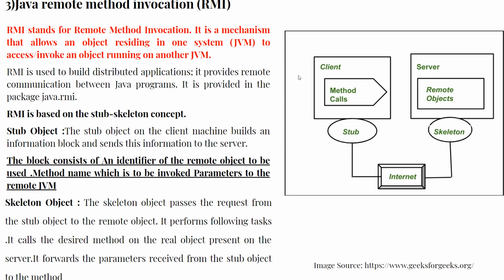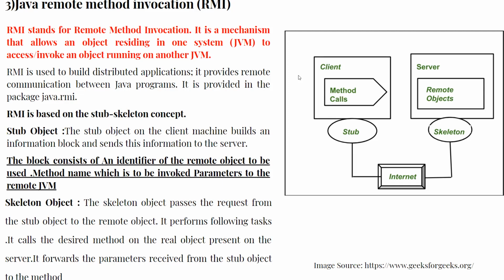Next we have the skeleton object, which works from the server side. The skeleton object passes the request from the stub object to the remote object, and it is used for making the calls, whatever calls the client has to make to the server or the server has to make back to the client. Any parameters sent from the client to the server are unmarshalled, and the request is fulfilled.